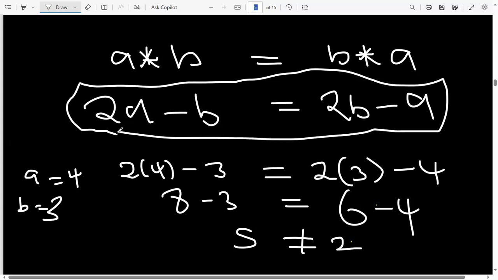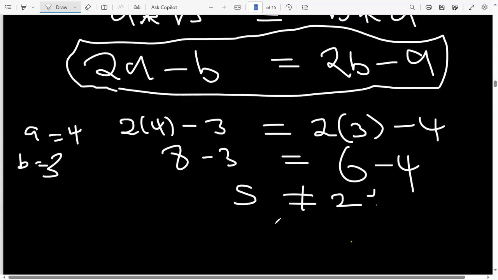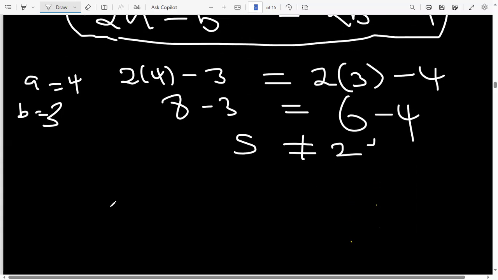Because there are some expressions where you cannot know just by looking at them whether they are equal or not. So you need to test. You can pick any 2 numbers from the set that you've been given and test them, like we have done. So we see that 5 is not equal to 2. So we conclude that this operation is not commutative.